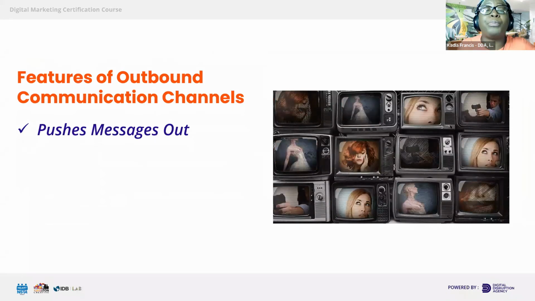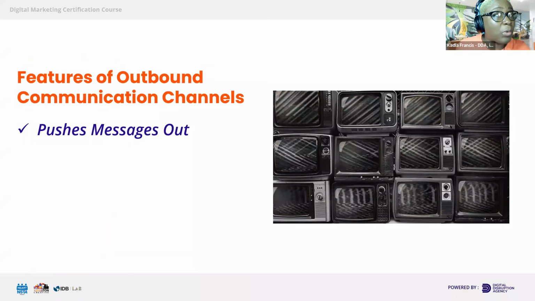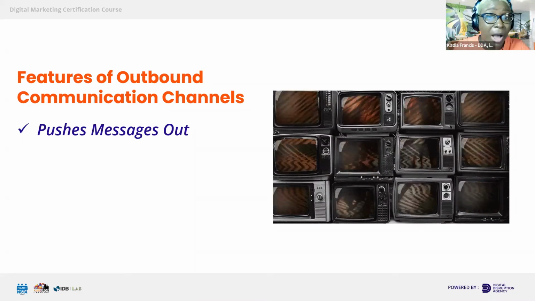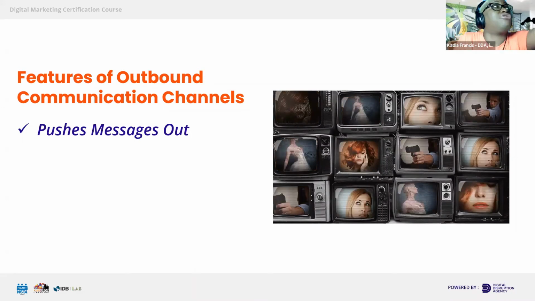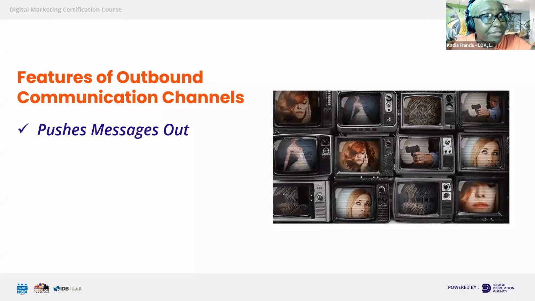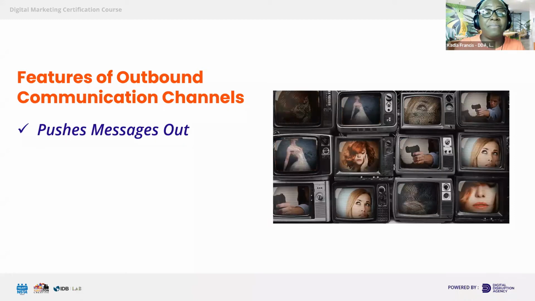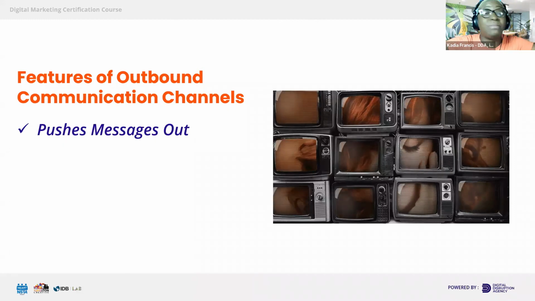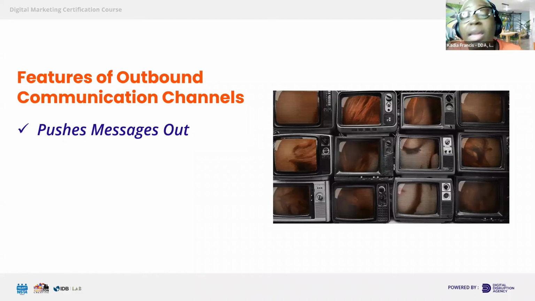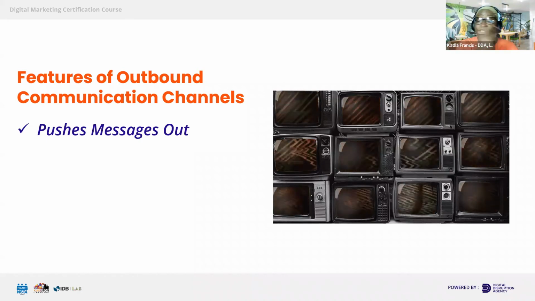All right, let's look at some of the features of outbound communication channels. As I said before, it pushes messages out. Remember, I told you that before, it was companies who had big marketing teams, deep pockets for marketing, who used to direct what would happen in the market space and influence consumers. And that's because of mass messaging. They used to push mass messaging out, and that would influence you to do something even when you weren't even thinking about it.